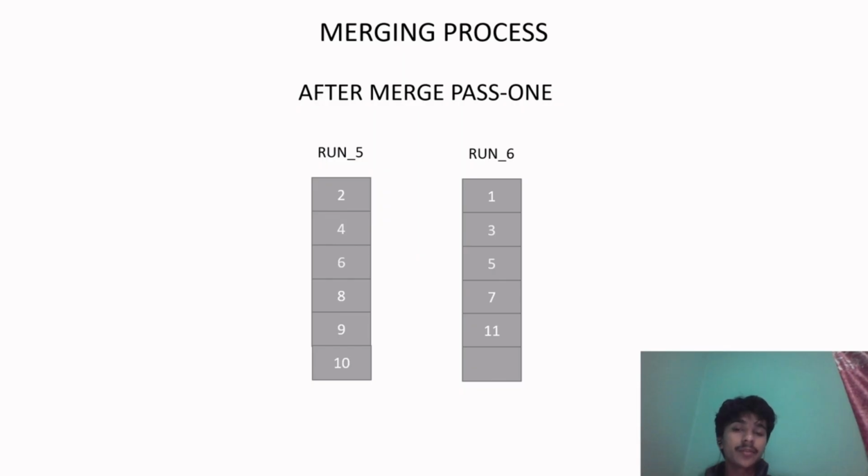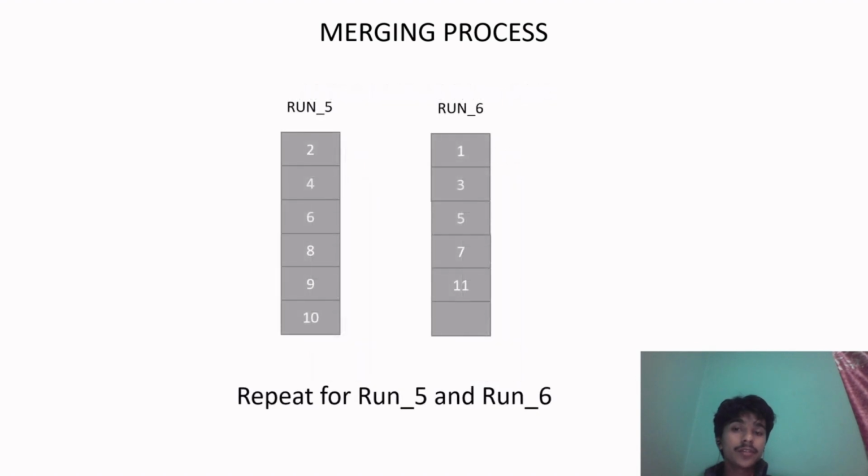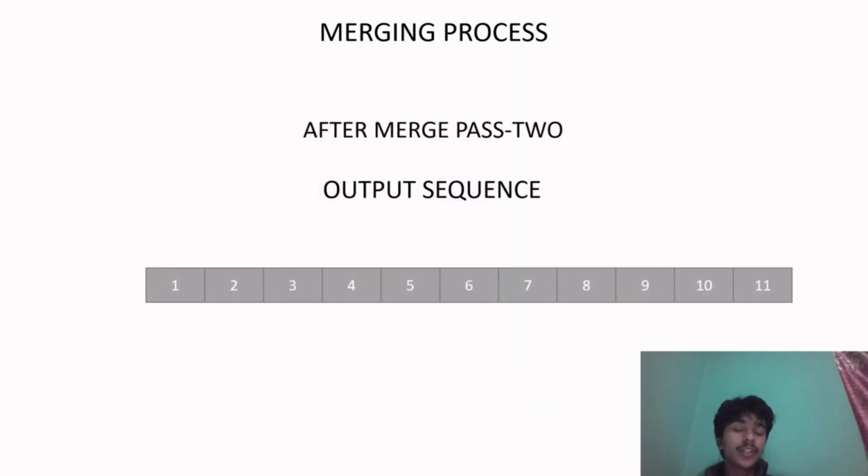And the next step is quite simple. We repeat this process again. And after merge pass 2, we get our finally sorted run, which is the output sequence, and which is written back to the disk, and this is sorted.